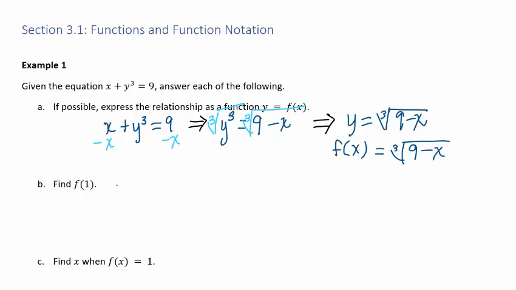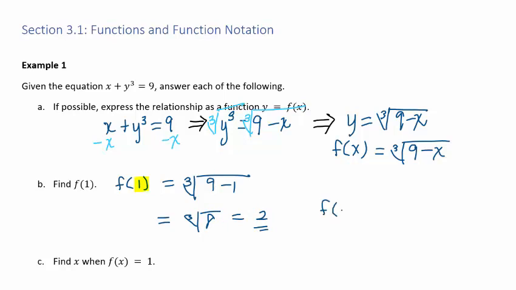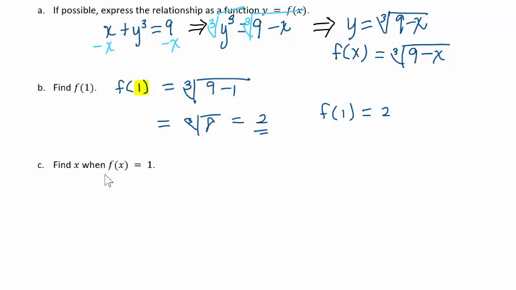In part B, we want to find f of 1. Okay, so f of 1, what this is telling me to do is to substitute 1 for x. So 1 is an x value. And our goal is to figure out what y is. So that's the cube root of 9 minus 1, which is the cube root of 8, or just 2. Okay, so f of 1 is equal to 2.